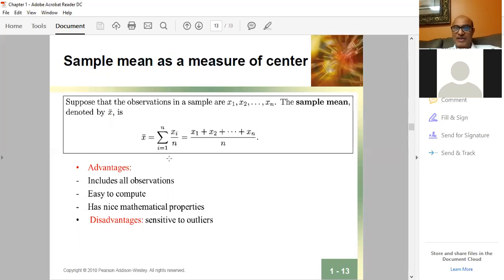X bar is nothing but the summation of xi divided by n. That means whatever numbers or data are given to you, 1, 2, 3, 4. Suppose 10 data are there. Out of these 10 data, how many data are there? So your n equals 10.